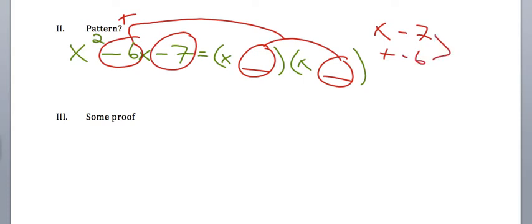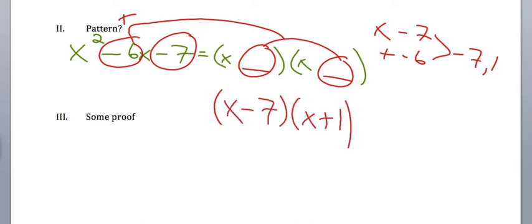Hopefully you quickly figured out that that's negative 7 and 1. It doesn't matter what order you put them in, but you're going to put a minus 7 in one parenthesis and a plus 1 in the other parenthesis. Okay? We could pretty much look at and kind of prove why this works out so well.